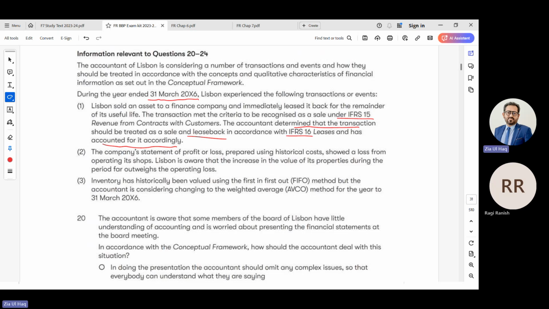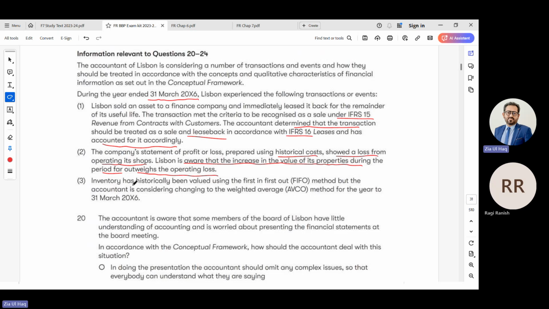Number two, the company's statement of profit or loss prepared using historical costs showed a loss from operating its shop. Lisbon is aware that the increase in value of its properties during the period far outweighs the operating losses.